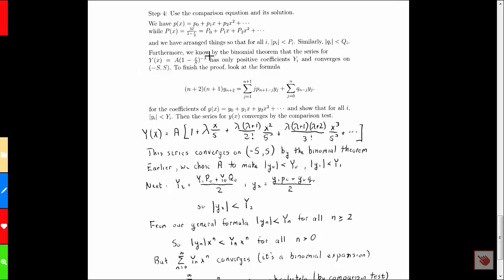Now, lambda is positive. This function has a binomial expansion. All the coefficients are positive. We've called those coefficients capital Y sub i. And furthermore, this series converges on the interval from minus s to s, where x over s is less than 1 in magnitude.